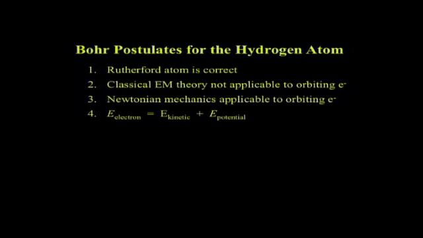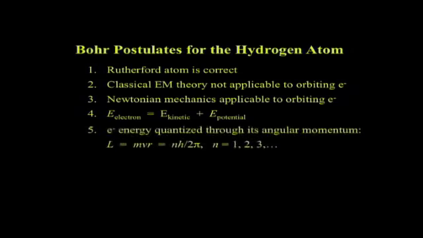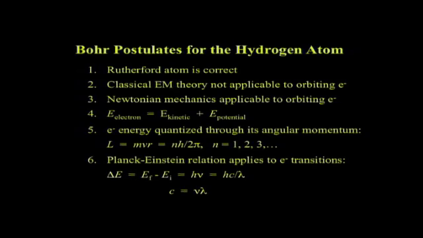The energy of the electron is a conservative system. It's bound as kinetic plus potential. The quantization through angular momentum. And lastly, the Planck-Einstein relation applying to electron transition. So now I'm going to take all of this and I'm going to write out the model for you.